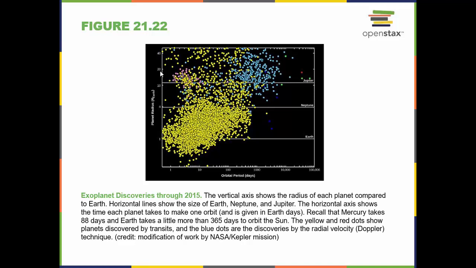Right, so recall that Mercury takes about 88 days and the Earth takes a little more than 365 days. So the yellow and red dots show planet discoveries by transits, and the blue dots are the discoveries by radial velocity using the Doppler technique. So what you notice is by the transits we're able to find the smaller planets that also have the shortest orbital periods. And with the Doppler method we can only see these larger planets. It's only useful for these larger planets.